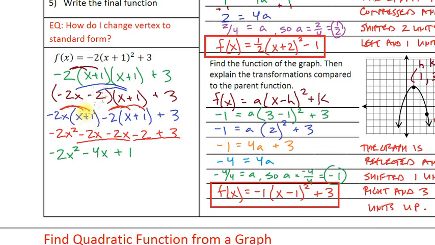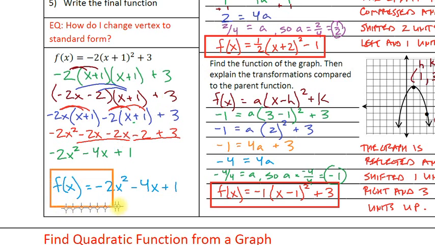And now we have standard form. We've simplified it. We now have standard form. Let's rewrite our final equation and put a box around it. F of x is equal to -2x squared minus 4x plus 1, and let's put a box around our final answer. There it is. Those are the steps. You've done them before. This is how to get from vertex form to standard form.